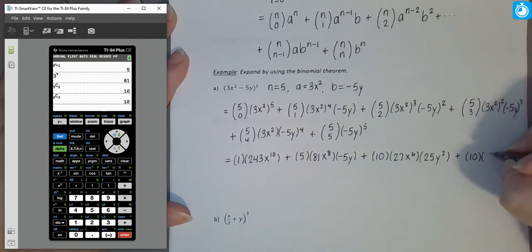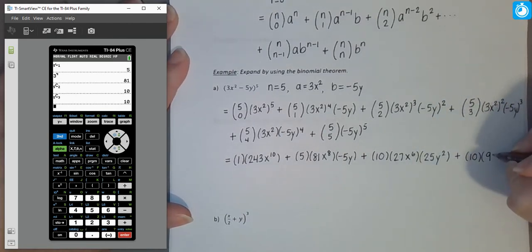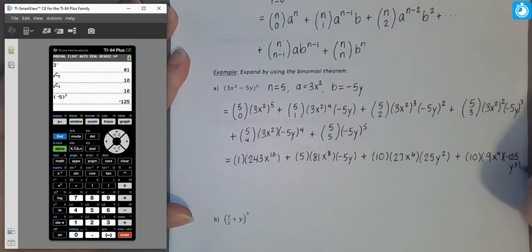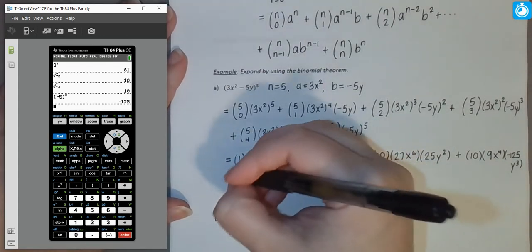So 3 squared is going to be 9. x squared is x to the 4th, and then negative 5 cubed. Now be careful here, again, the exponent does something specific to the negative. In this case, our exponent is odd, so the result is a negative value. So negative 125, and then that's going to be y cubed as well. And I'm running out of space. So there we go. So negative 125 y cubed.